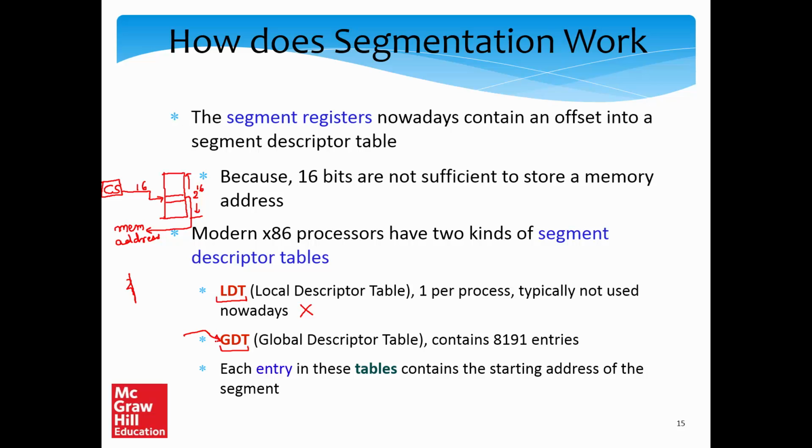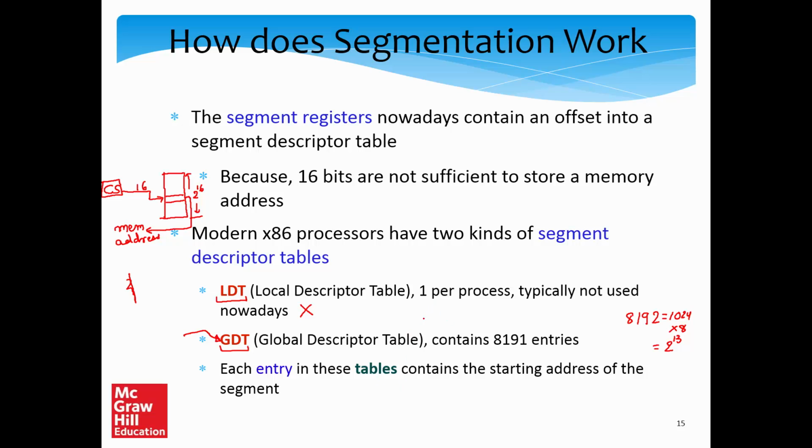This does not have 2 to the power 16 entries because we will typically not need that many segments. It is slightly smaller. It contains 8192 entries, which is actually a very special number. It is 1024 times 8, which is nothing but 2 raised to power 13. So we'll use 13 bits from the contents of the register to access this particular GDT table to read the starting memory address of the segment.